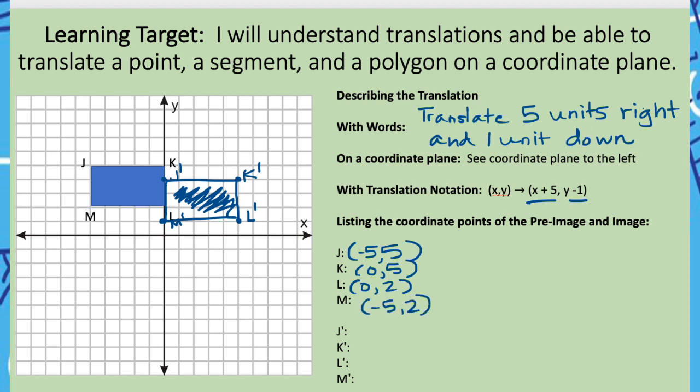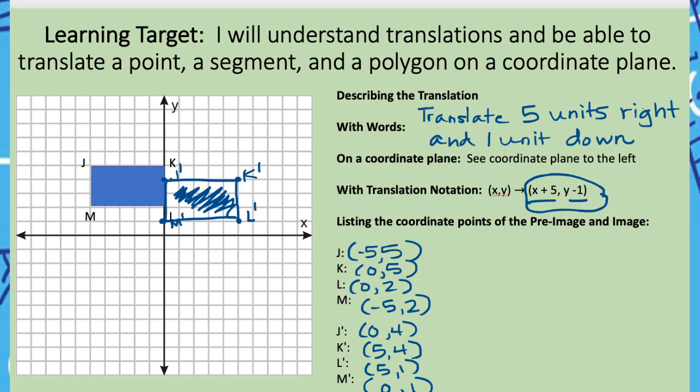And now I need to list the coordinates of the image. J prime is located at (0, 4). K prime is (5, 4). L prime is (5, 1). And M prime would be (0, 1). Again, I can always use this rule to check my work. So I'm just going to do that just to make sure.